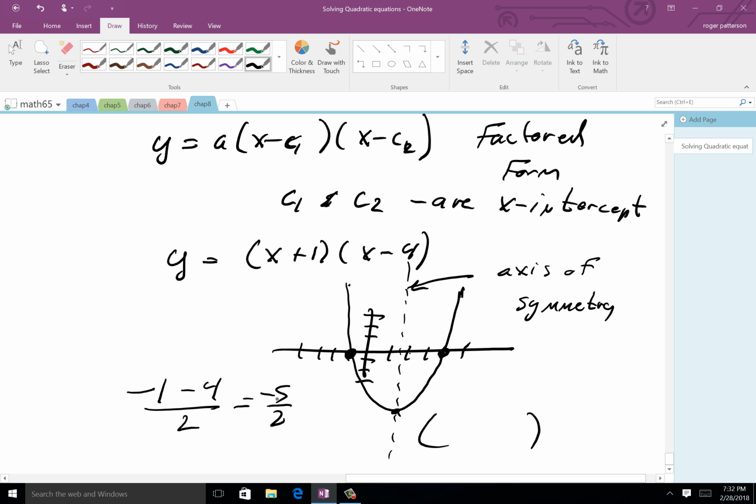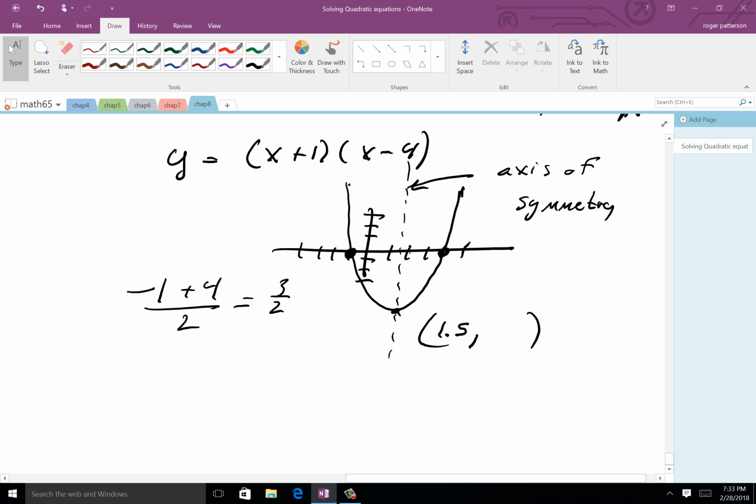So it's 1.5 because we're going to add these. So we're going to get negative, so we're going to get 3 over 2, which is 1.5, yep. Okay, and then the y value, a little more complicated. You'd have to substitute this into that equation and then just type it in your calculator or whatever, and it would give you whatever that y value is. Okay, but you're not going to have to do a lot of that, all right?